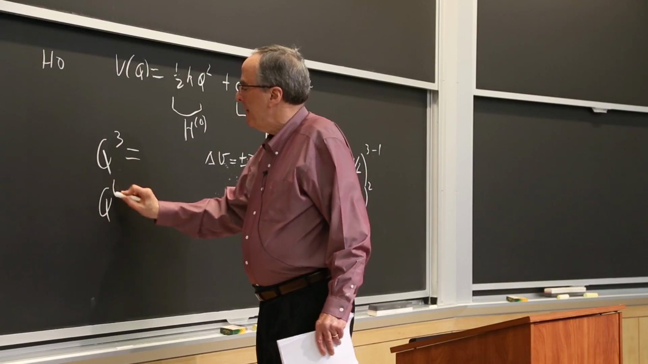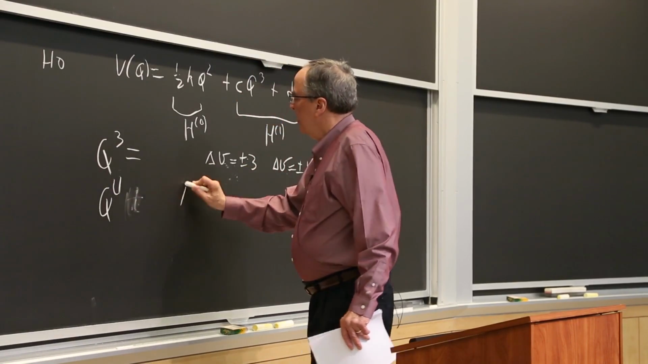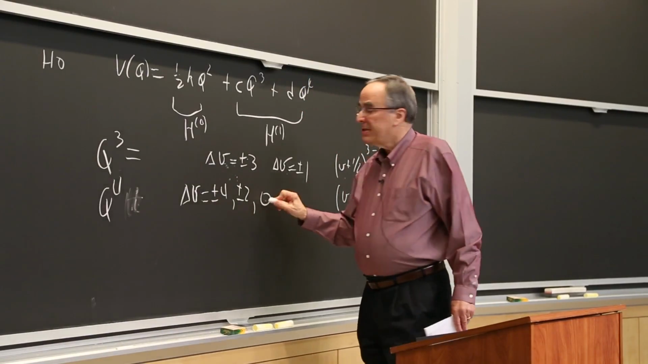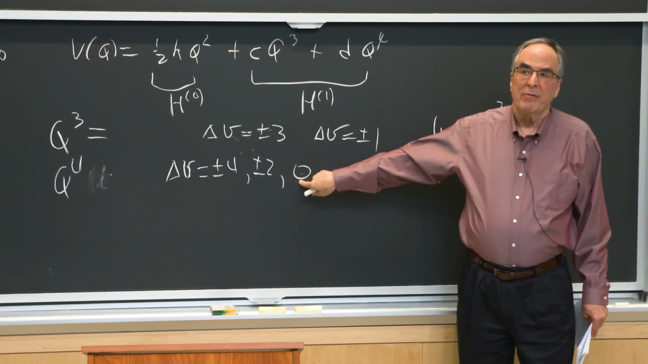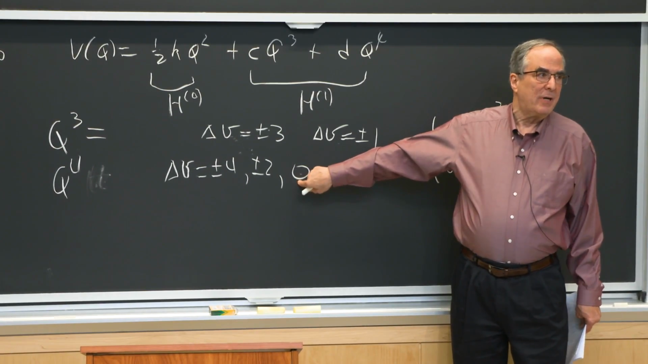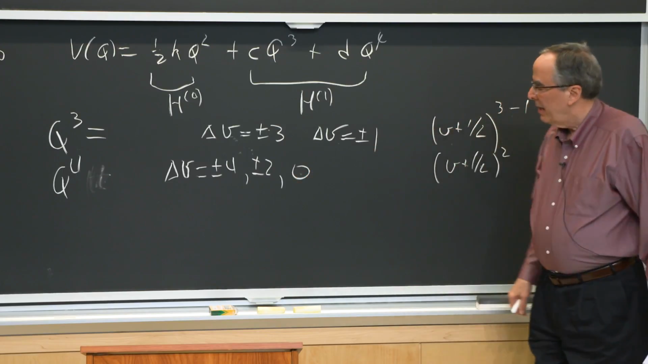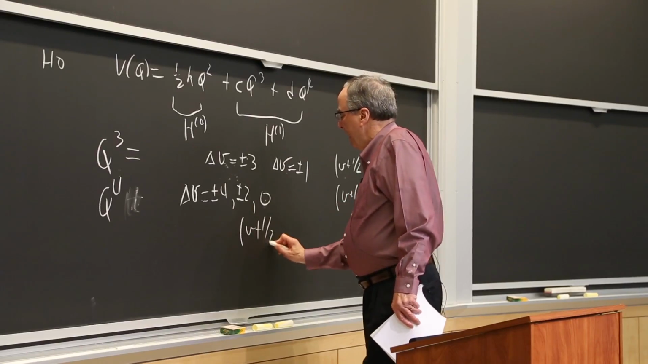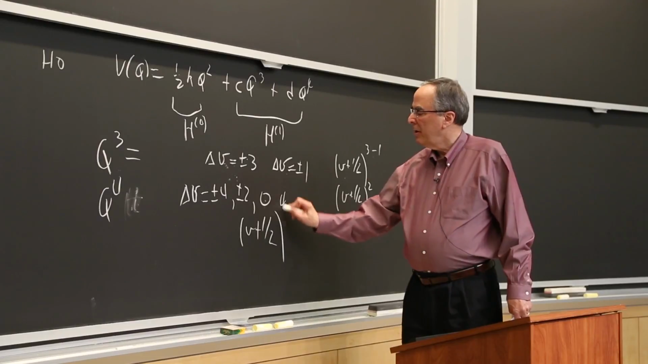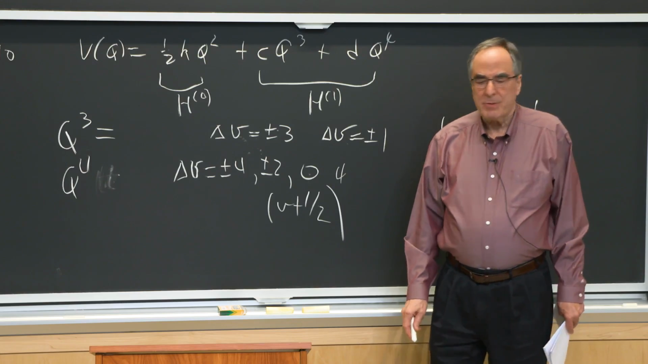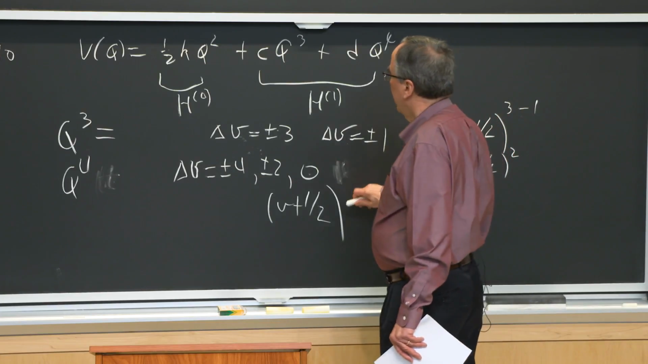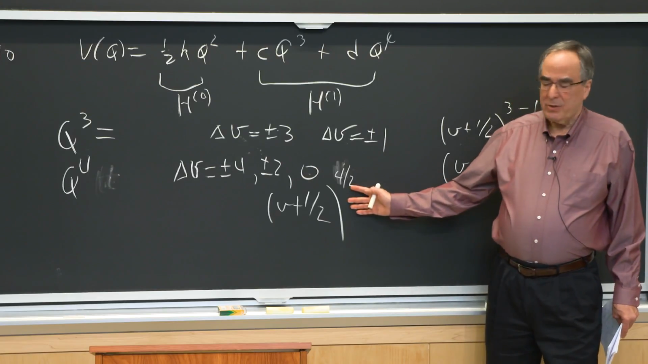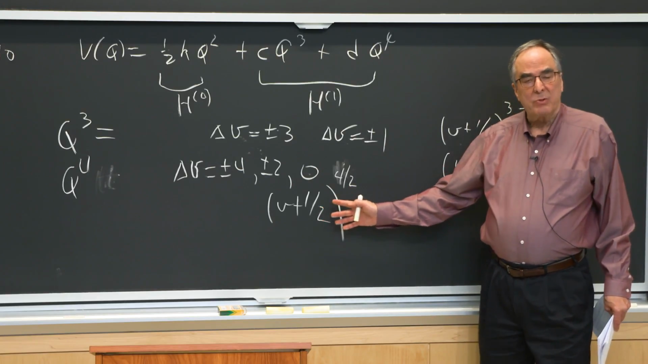Q to the fourth has selection rules delta v of plus or minus 4, plus or minus 2, and 0. This is important because this one says we have a contribution in the first order of energy. And so in the first order of energy, we're going to have v plus 1/2 to the 4/2 power, because we only have the matrix element, we don't square the matrix element.